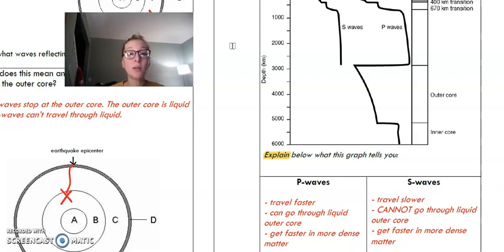Okay, so good job with that. If you need to go back and pause the video anywhere and get it all copied down, do that, and think about those 4 main pieces of evidence and how the Earth is telling us about itself using the earthquake waves.